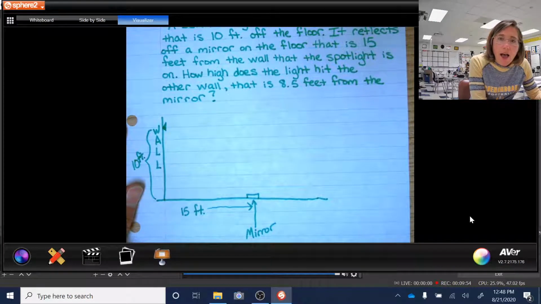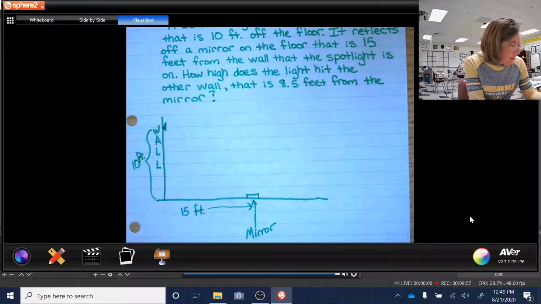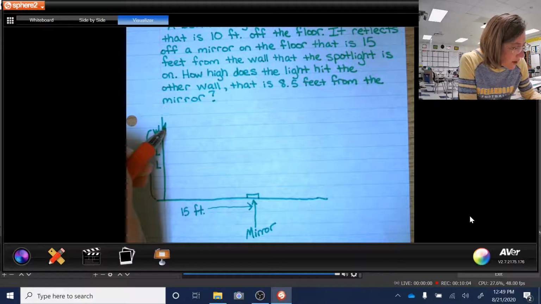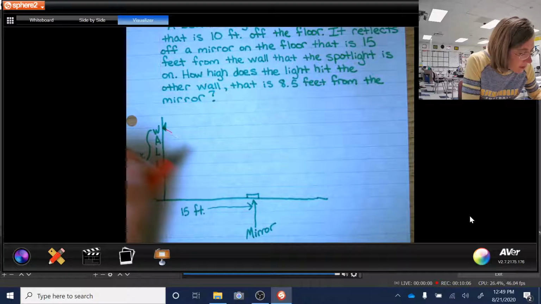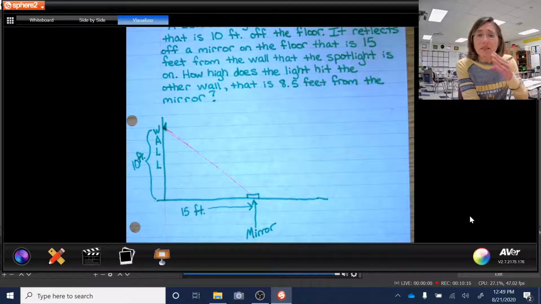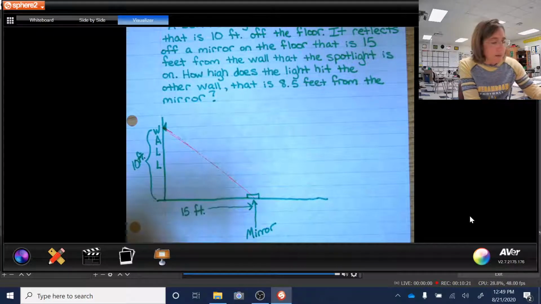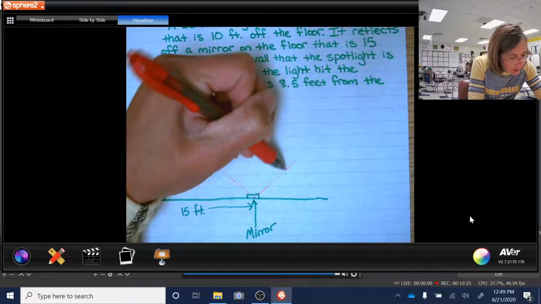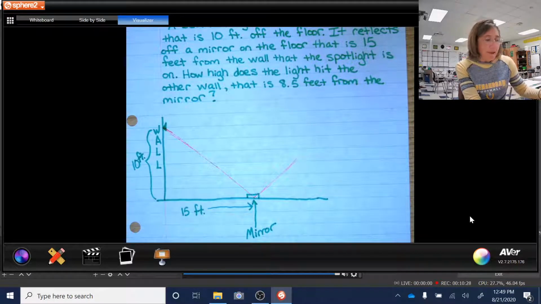Okay, so it's 15 feet from the mirror. So the light is gonna come down like this, from the spotlight. Hopefully that's straight. It's going to hit the mirror. Now, when light hits a mirror, what happens? Well, it bounces back, and it bounces back at the same angle that it bounced onto the mirror at. So it's going to bounce back. See if I can freehand it. Something like this.